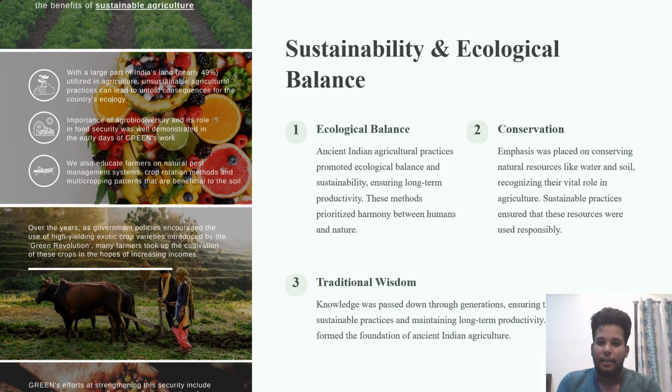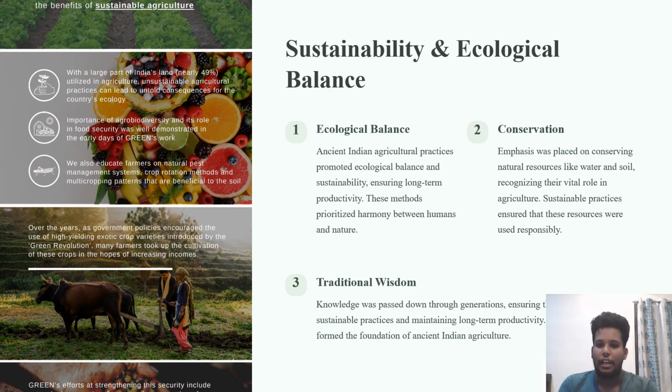Next is sustainability and ecological balance. First, ecological balance. Ancient Indian agricultural practices promoted ecological balance and sustainability, ensuring long-term productivity. These methods prioritized harmony between humans and nature, such that humans did not affect nature and the resources coming from it were not depleted.